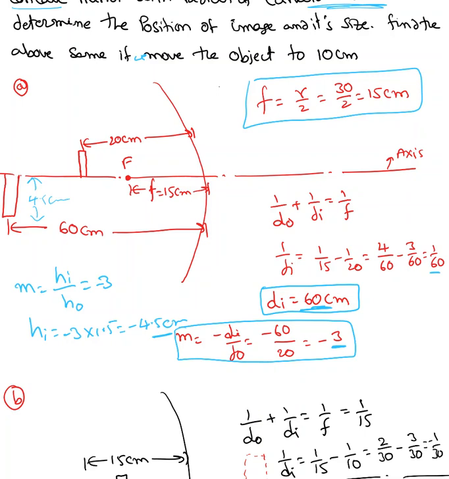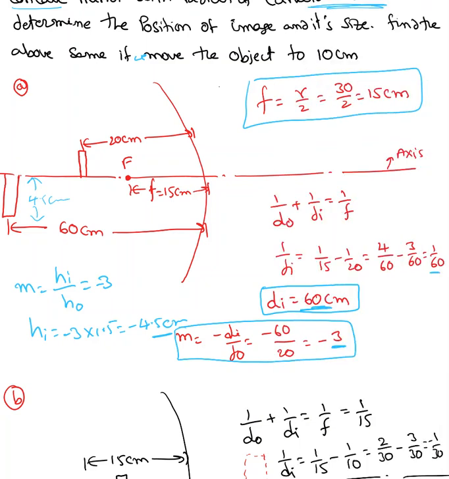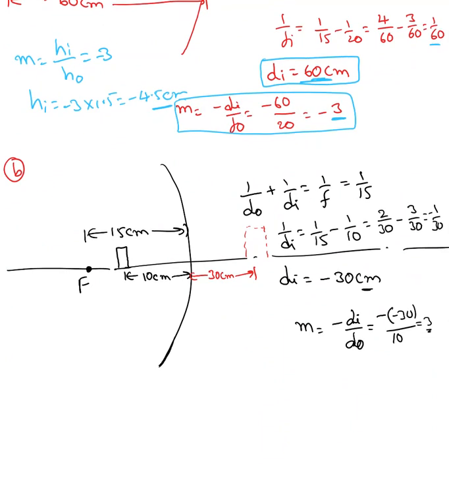Now in part B, find the same if we move the object to 10 centimeters. So in the second case, we moved the object. The distance of the object is 10 centimeters and the focal length is 15 centimeters. So 1 over d_i plus 1 over d naught equals 1 over f, which is 1 over 15. So the distance of the image is 1 over 15 minus 1 over 10. I end up with d_i equal to negative 30 centimeters.